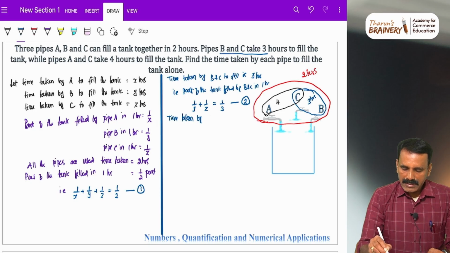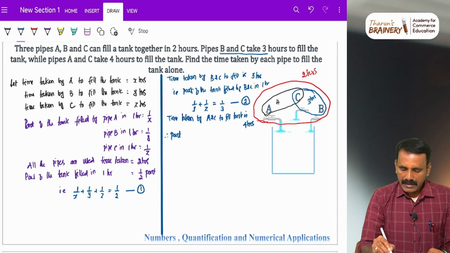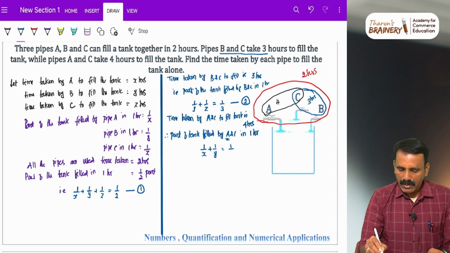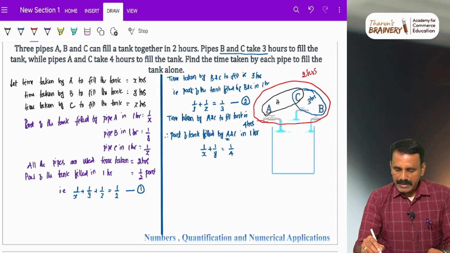Time taken by A and C to fill the tank is 4 hours. Okay. So part of the tank filled by A and C in 1 hour, this is 1 by x plus 1 by z is equal to 1 by 4. Is it clear? Now we are having 3 equations.